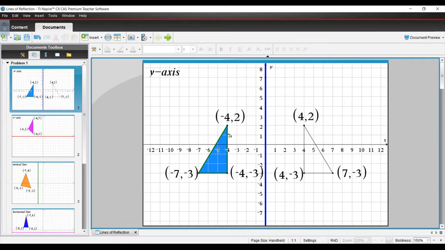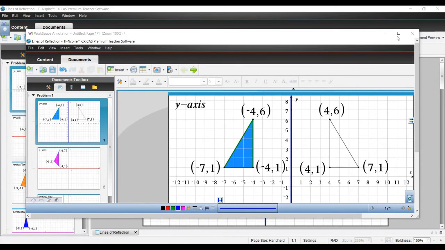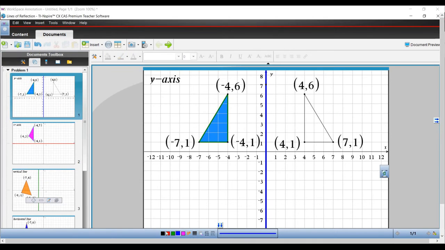So anytime you reflect over the y-axis, you're going to get this result. Again, the y values will be the same, and the x values will be the opposite. So if you haven't already written that rule down, it's a very good thing for you to do, to write these down and to take notes of them, and then of course memorizing them would be even better.